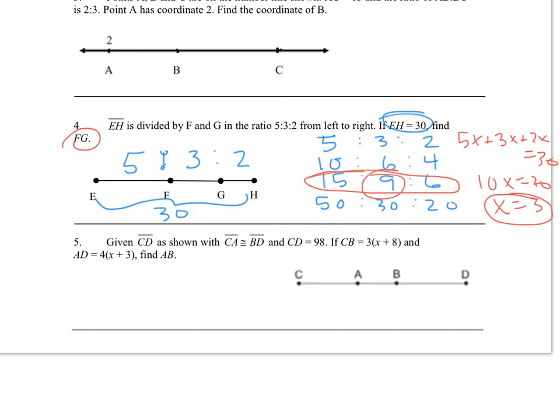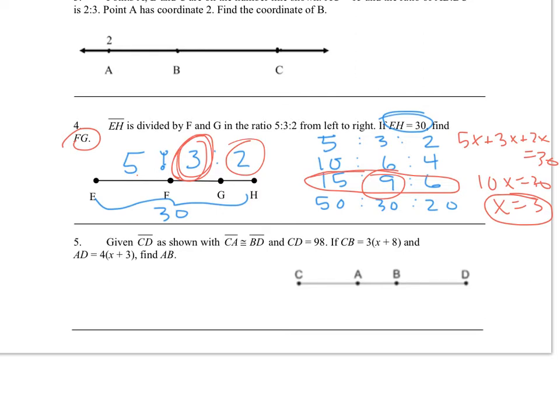This is that multiple that we're going to use to figure out what each length is. So we'd multiply 5 times 3 to get 15. We'd multiply 3 times 3 to get 9, and 2 times 3 to get 6, which is exactly what we got the first time around. So again, FG is that 3x portion of the line, so 3 times 3 is 9.